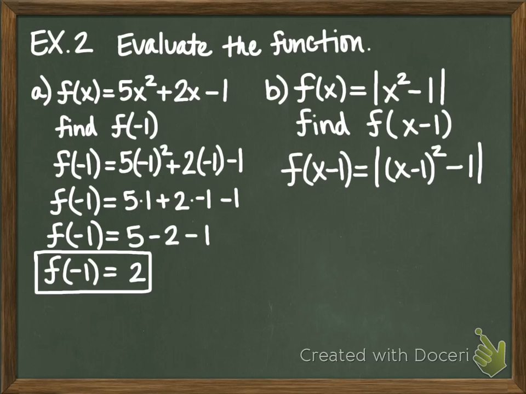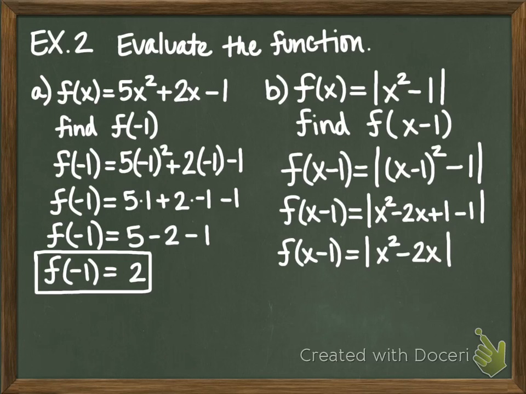So x minus 1 times x minus 1, and then the minus 1 out at the end. So when I do the x minus 1 times itself, I actually need to FOIL that out or distribute, and that would be x squared minus 2x plus 1. And then I still have the minus 1 on the end. And then the only other thing that I can do inside is combine like terms. So the plus 1 minus 1 will actually cancel. So this is the absolute value of x squared minus 2x.